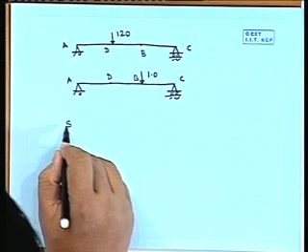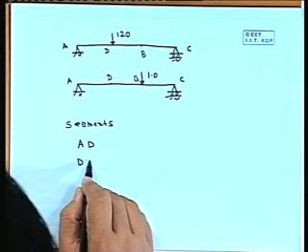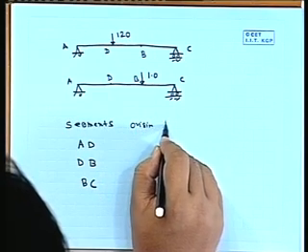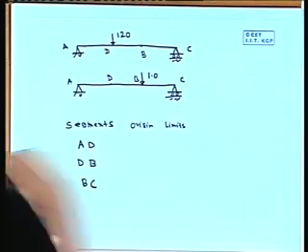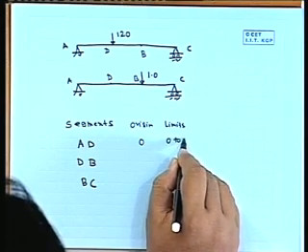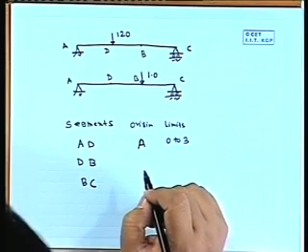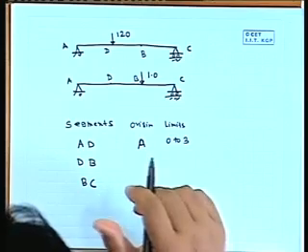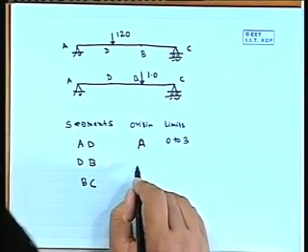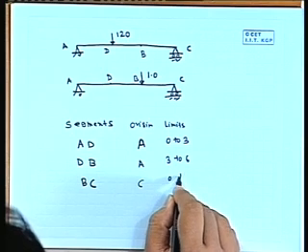So we can just write segment wise. Say you write segments. One part is AD, another part is DB, another part is BC. Right. So you make the origin and limits. Now you make the origin as A, it will be 0 to 3 meter. Origin is A, and 0 to 3, and for DB, which origin will you take? You can take D, you can take A. You can take A. So it will be 3 to 6, and for BC definitely we will take C, and it will be 0 to 4.